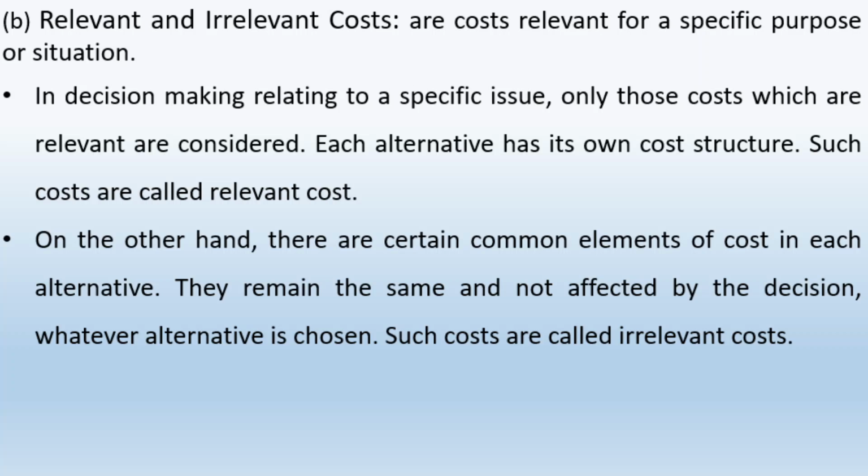On the other hand, there are certain common elements of costs in each alternative. They remain the same and are not affected by the decision, whatever alternative is chosen. Such costs are called irrelevant costs.